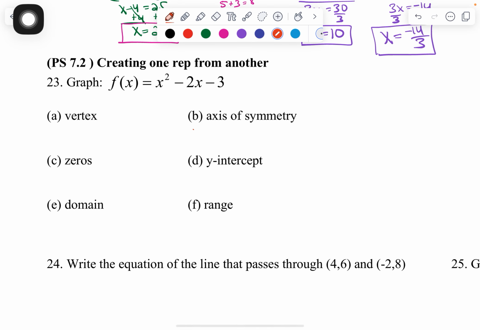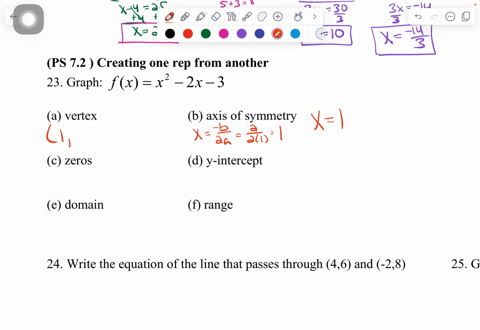That is going to be x is equal to the opposite of b over 2a. The opposite of b here is going to be 2, over 2a is 1. So our axis of symmetry is x is equal to 1. Now, once you find that, that actually gives you the x value of the vertex, which is nice.